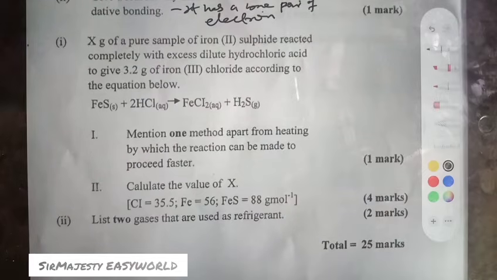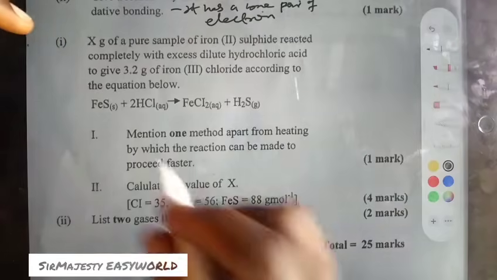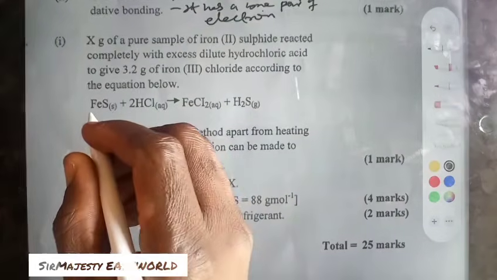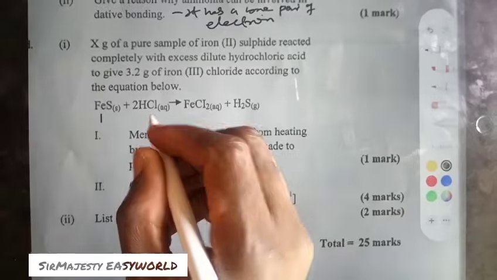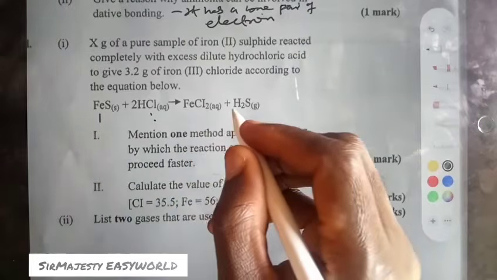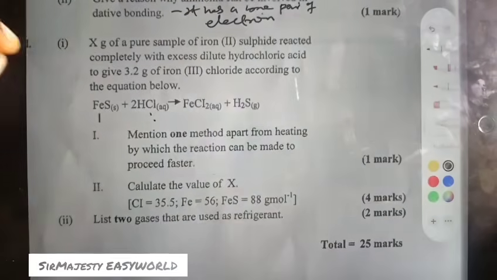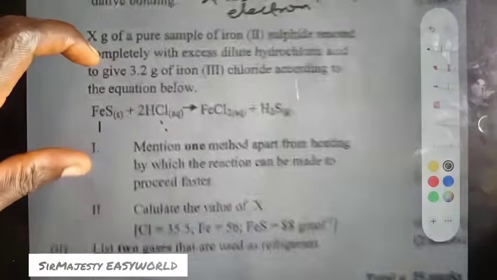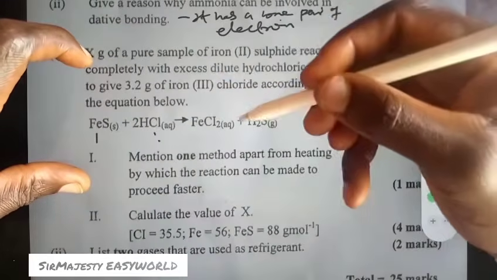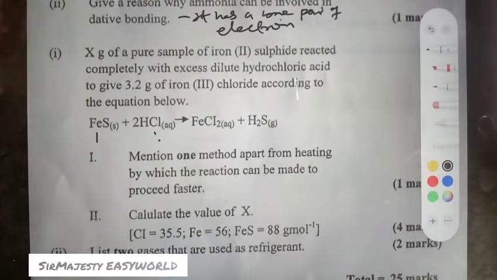So meaning just to know the amount, you use your stoichiometry. According to this, I'm sure the equation is balanced. So you have 1 is to... they are relating this. Okay, they say 3.2 grams of iron 3 chloride according to the equation below. I think there is a mistake here. What I saw here is iron 2, but they wrote iron 3.